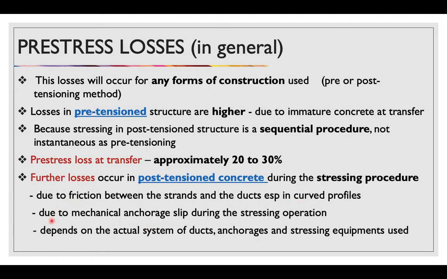Then the second one is due to the mechanical anchorage slip during the stressing operation. When you talk about a post-tension concrete structure, we are going to have this anchorage, which is considered as the lock for our tendons. It also depends on the actual system of ducts, anchorages, and the stressing equipment used. So this is for post-tension concrete. We can see in general that both types of methods contribute to these prestress losses.